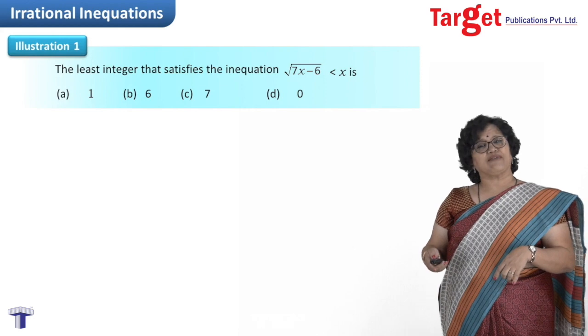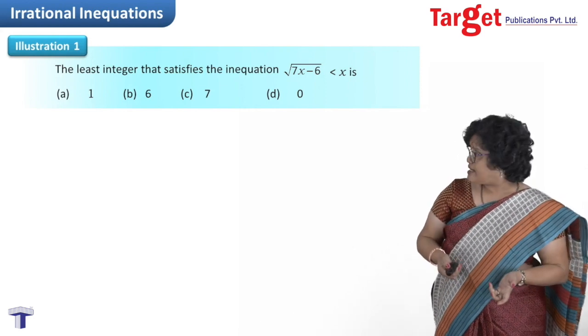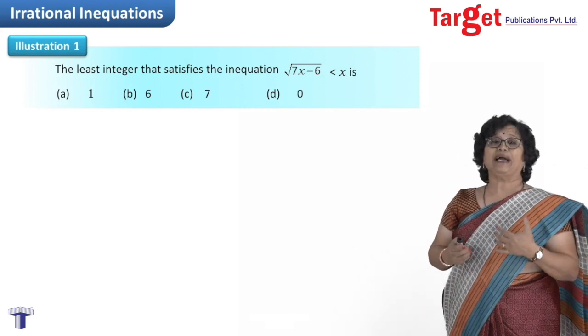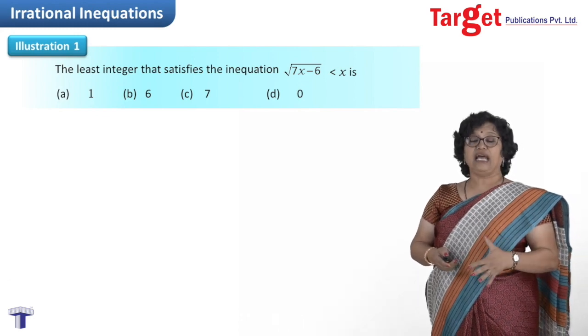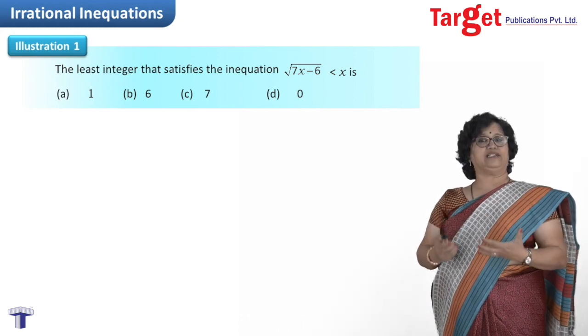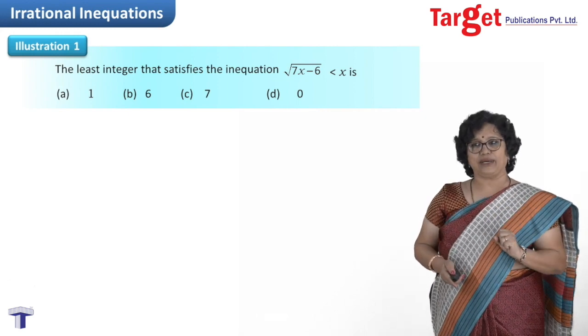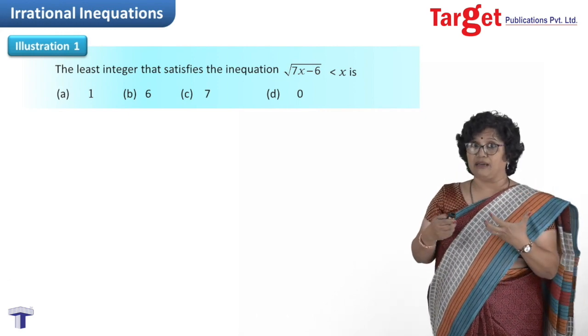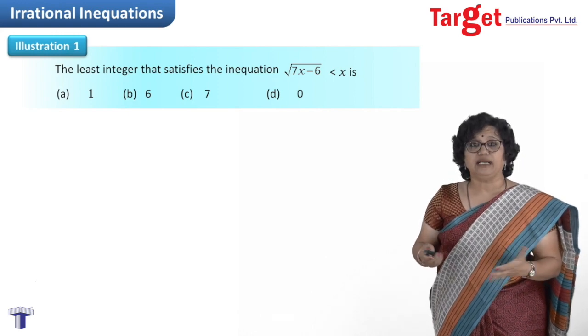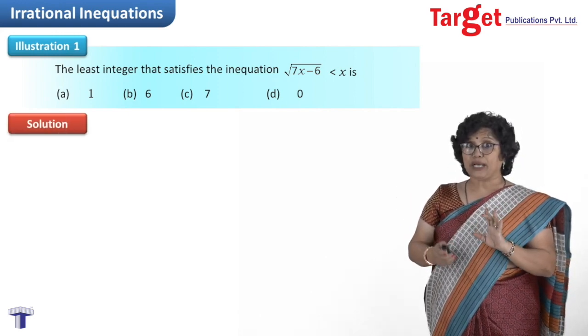So let us start with some illustration. My first illustration is under root 7x minus 6 less than x. And we are looking for the least integer x that satisfies this inequation. Now, when I look at this inequation, instead of jumping immediately, saying that since it has square root in it, I will square on two sides, I will not do that.